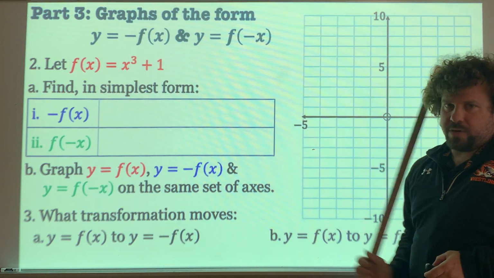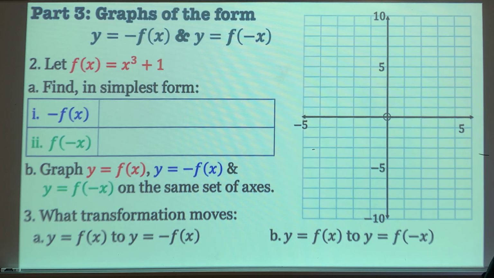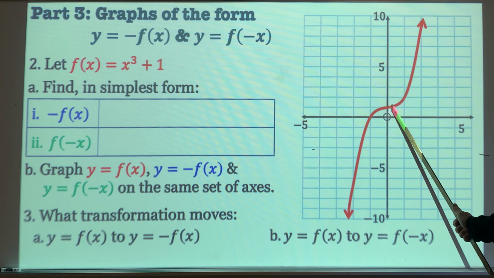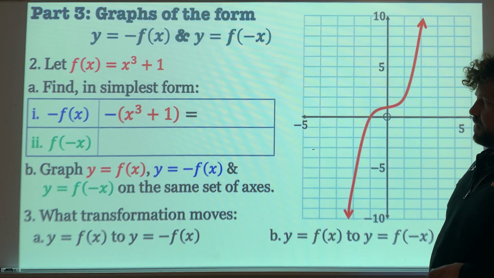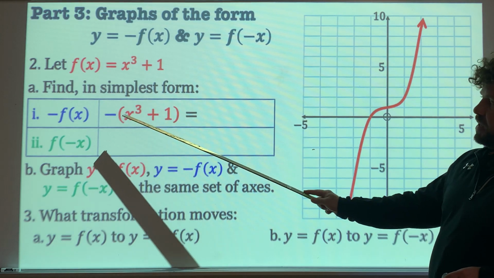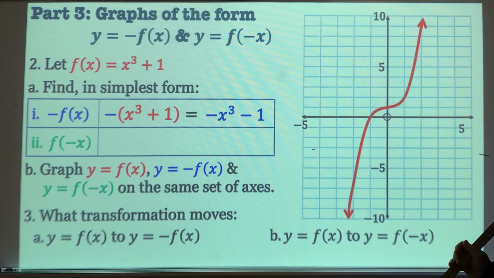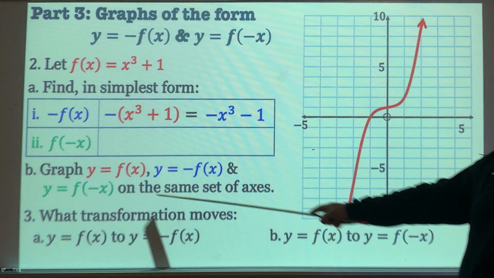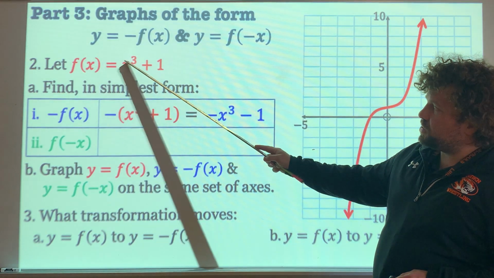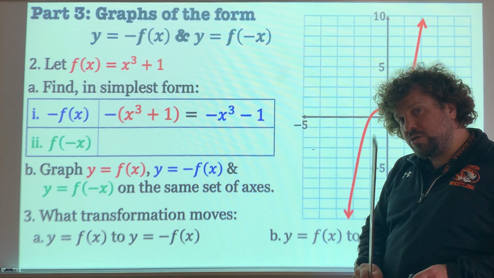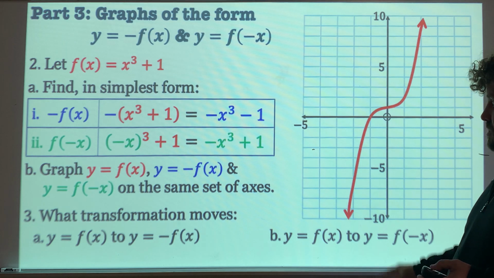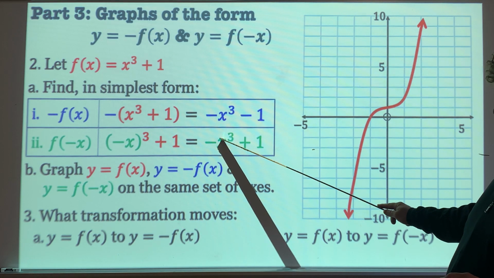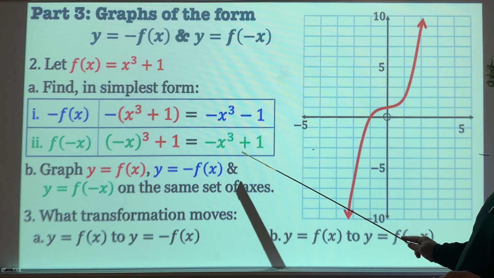Original graph. First thing you want to do is negative f of x. So why don't you try that? All right, let's see how you did. There's my original graph, x cubed plus 1. Negative f of x: negative x cubed plus 1, negative x cubed minus 1. Negative x on the inside, you're going to cube negative x. But guess what happens when you cube negative x? It stays negative x cubed. So the negative sign does not change. So now this is negative x cubed plus 1.